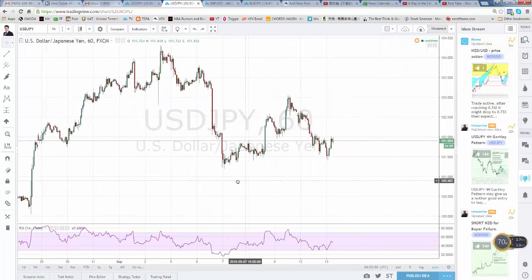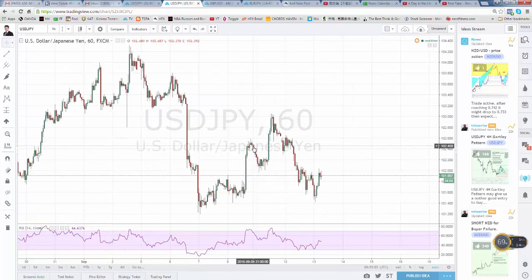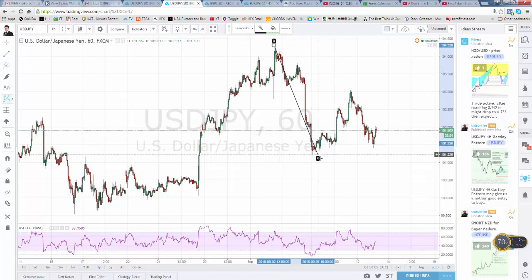With dollar yen, I'm going to focus really on the H1 setup. What I can see is that probably this could be a low, higher low, and I can actually see a bearish pattern forming right here.